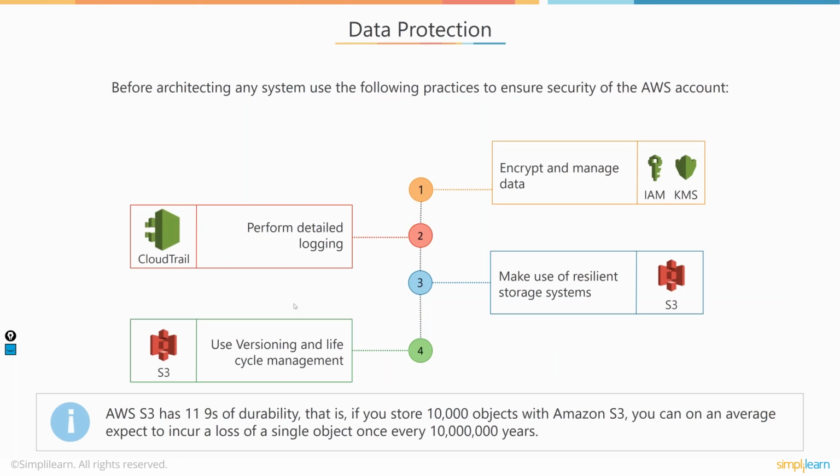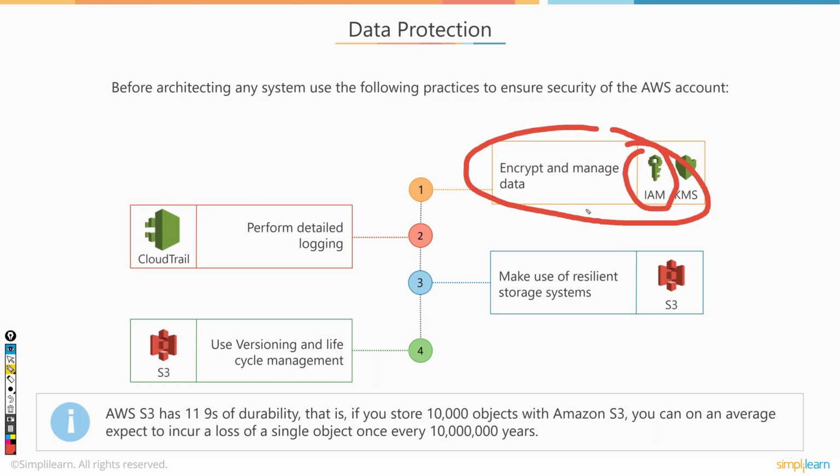So, data protection. In data protection itself, we have multiple different tiers, as I mentioned before. We have encrypt and manage data, and there are services like IAM or KMS. Today we'll be talking quite likely about IAM. We will also mention KMS. I think in today's session I'll need to check that.